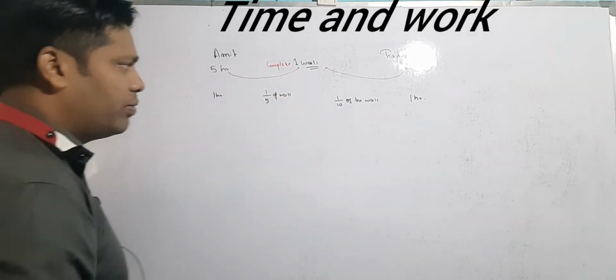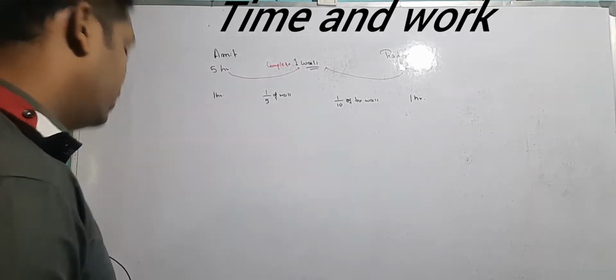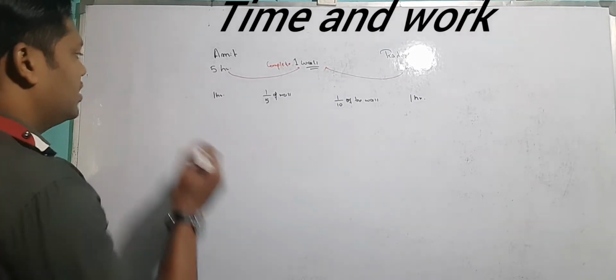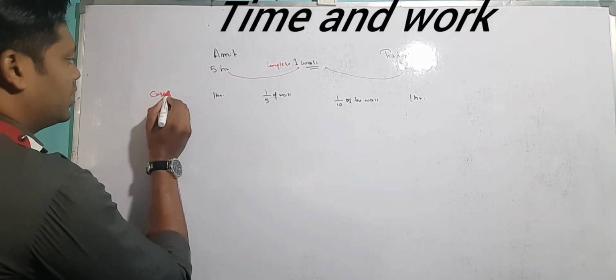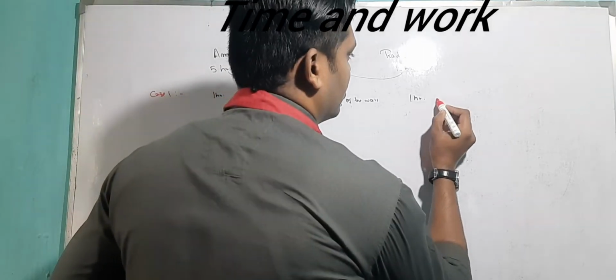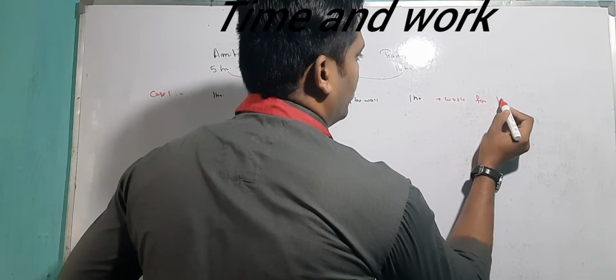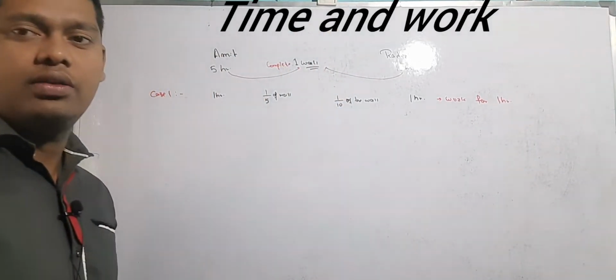Now, as it will not be completed, they have been told to do it. Okay, you wait. Do one thing: do it in case number 1. This is case number 1, when he has to do the work for 1 hour. Work for 1 hour.